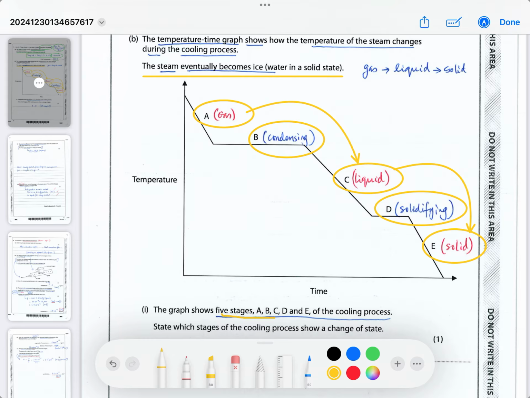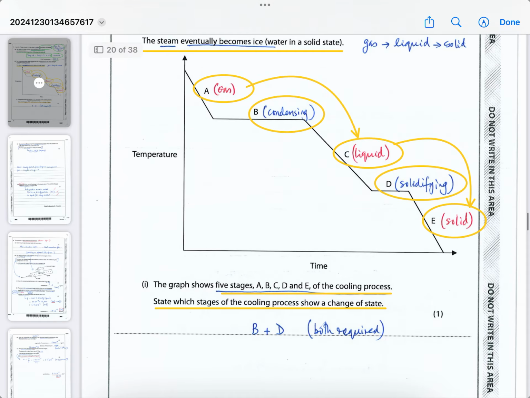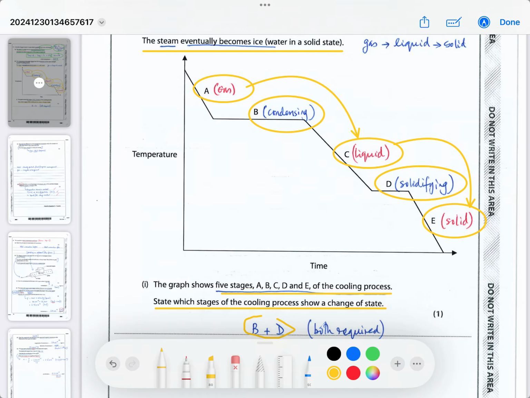They want you to state which stages involve a change of state. Well, they are the horizontal lines, as I explained, so it will be B and D. So B and D will be the answer, and they do require you to write both. If you've only put one, you will not get the mark. You need to put both, because they're both involved in a change of state. Okay?